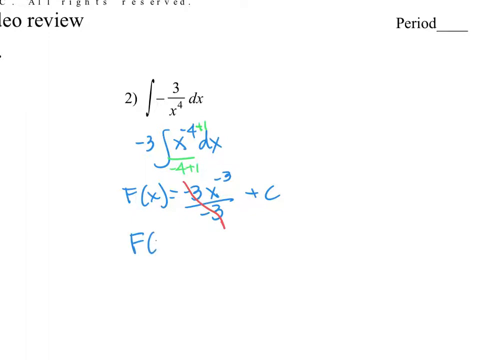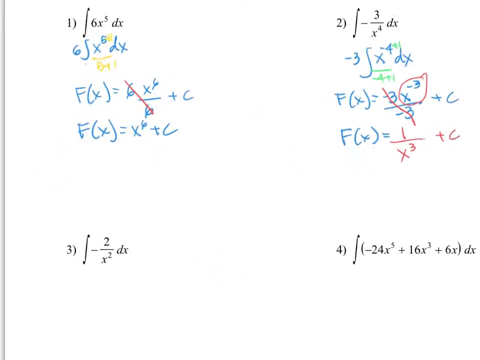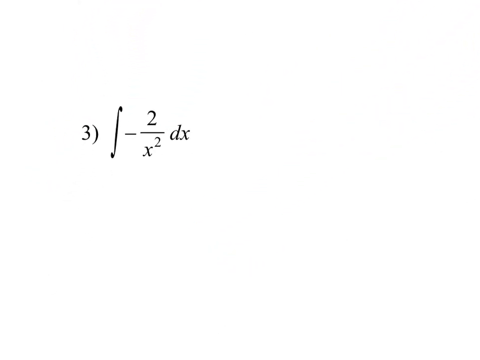We are left with, now if you can notice this too, you guys, the x to the minus 3 ends up going into the denominator to make it positive. So our function is 1 over x cubed plus c. That was number 2. On to number 3, which was just like number 2.